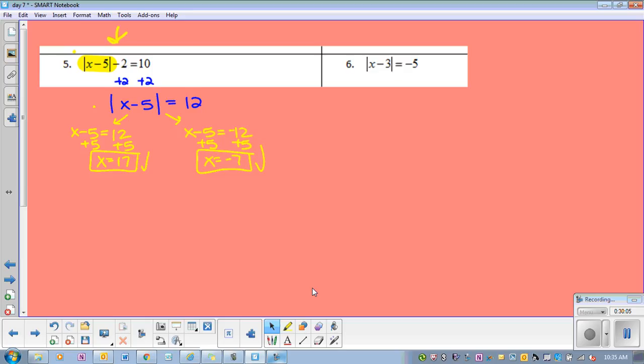Number 6. I have to get the absolute value all by itself. It's already all by itself, right? Okay. So I need to drop the bars and write it twice. X minus 3 equals what?